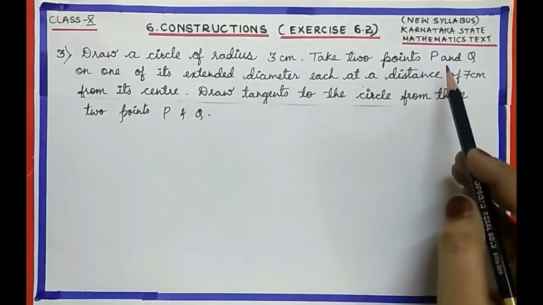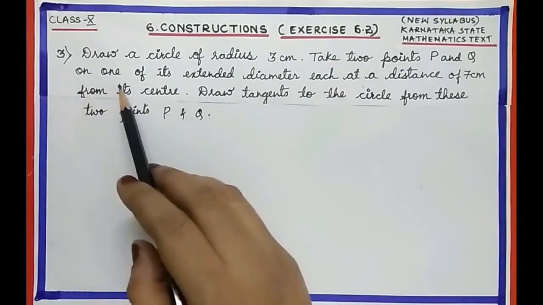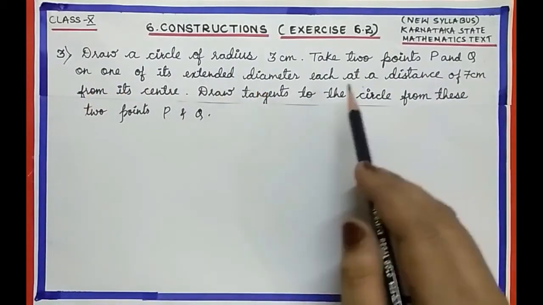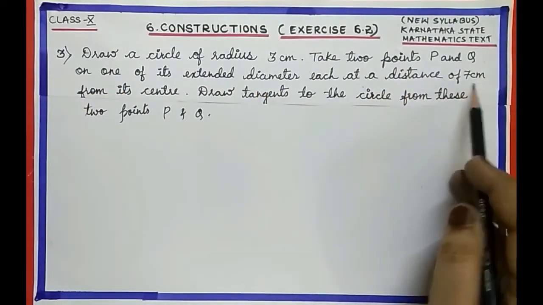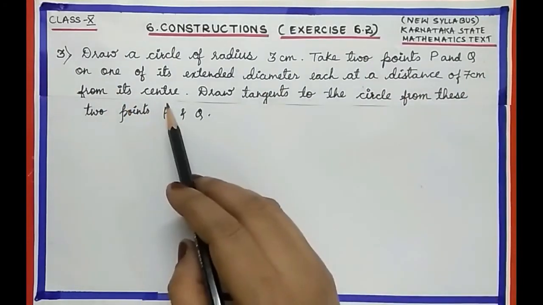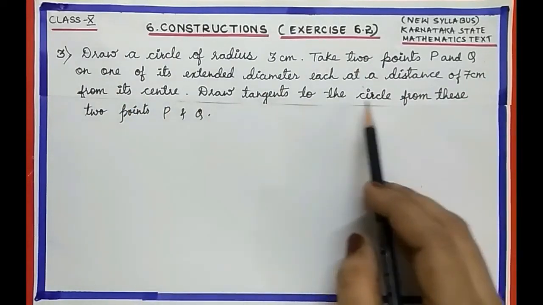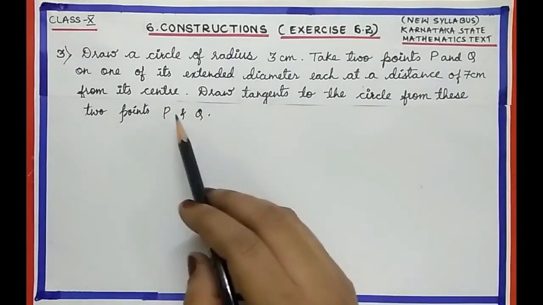Take 2 points P and Q on one of its extended diameter, each at a distance of 7 cm from its center, and draw tangents to the circle from these 2 points P and Q.